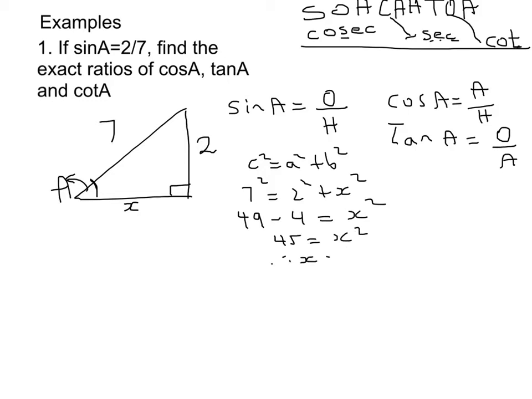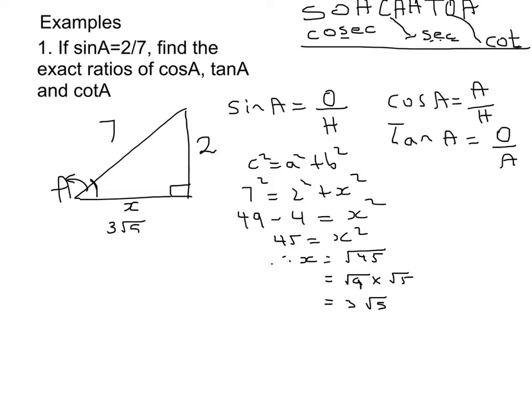Therefore, x is equal to the square root of 45. And we now need to be able to simplify surds. So to simplify surds, remember we find a square number that goes into 45. And that would be 9 times the square root of 5. And we know that the square root of 9 is 3, so it's 3 root 5. Okay, so now I know that x is equal to 3 root 5.